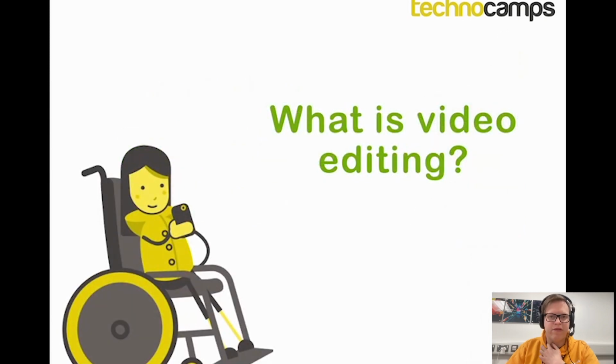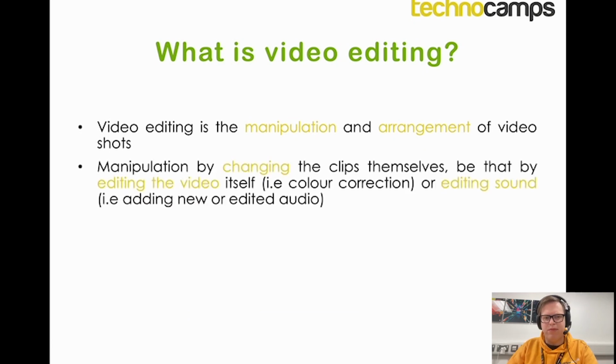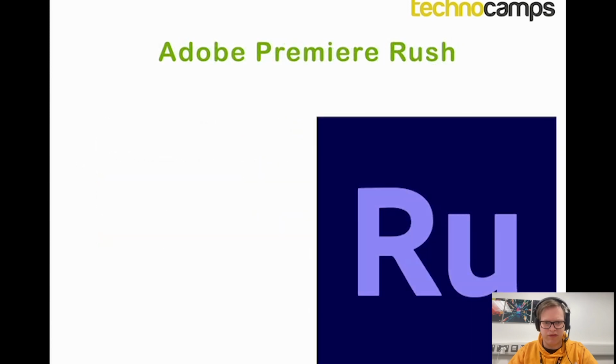So, as a first basis, just to make sure we're all on the same equal footing, we should probably discuss video editing and what it is. Video editing is the manipulation and arrangement of video shots. We can manipulate these video shots by changing the clips themselves, but also by editing the video itself, such as things like colour correction and different transitions and effects, or we can edit the sound, such as adding new or editing existing audio. We can also arrange our clips by either changing the order of the videos themselves, or changing the frames, such as clipping videos and cutting them, duplicating them, things like that.